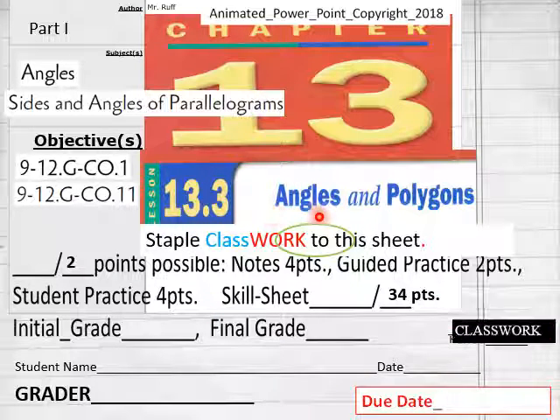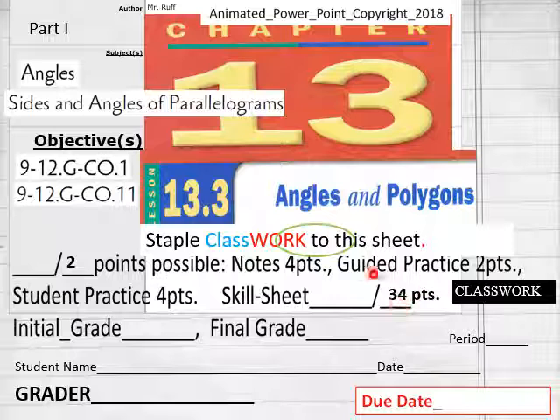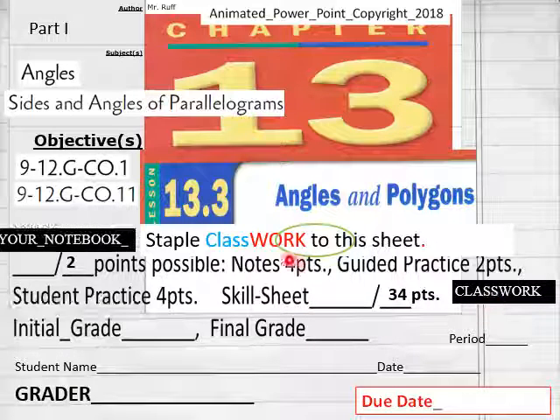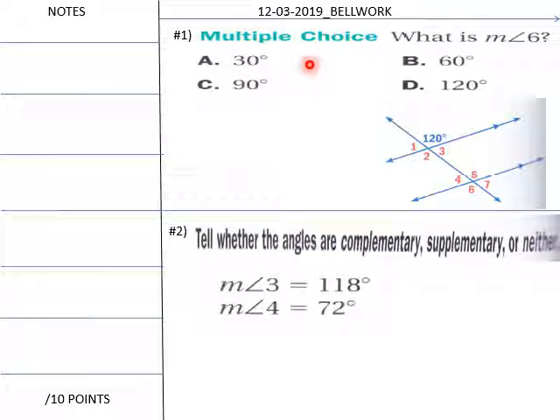Today, 13.3 angles and polygons. We've got a 34-point class worksheet today, and only 2 points for notebook taking, but they're still important. And teachers, today's bell work is multiple choice for number 1. What is the measure of angle 6? I'm not going to give it away.